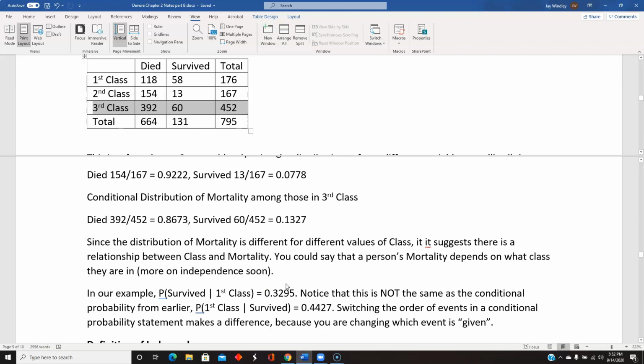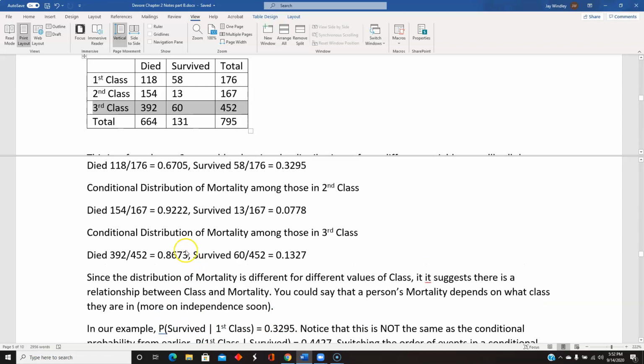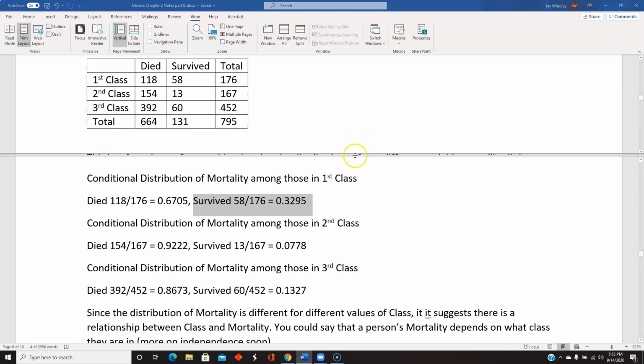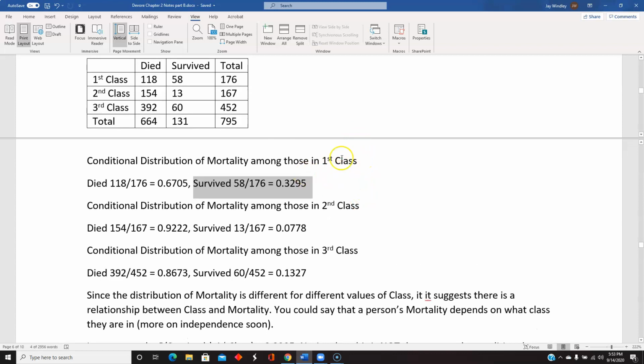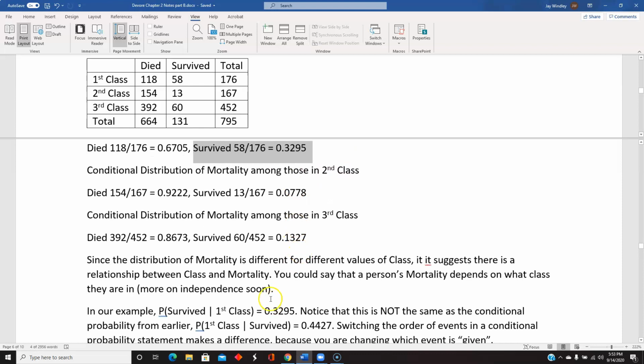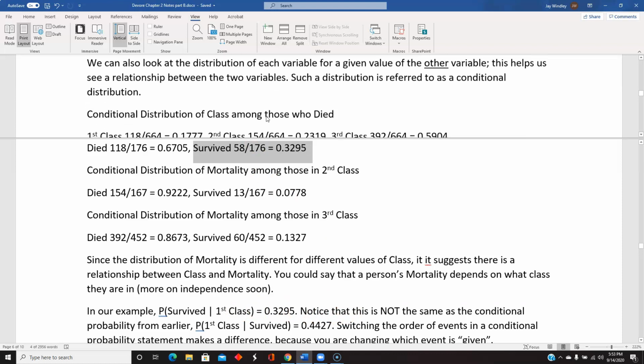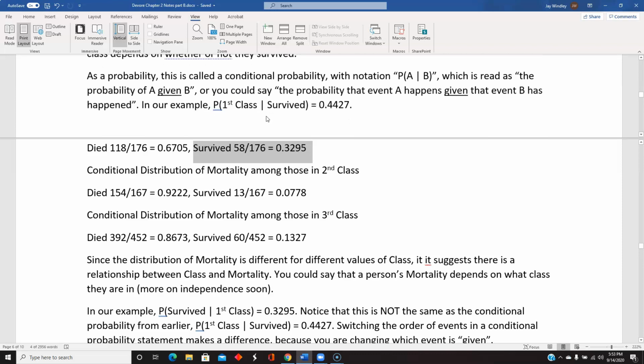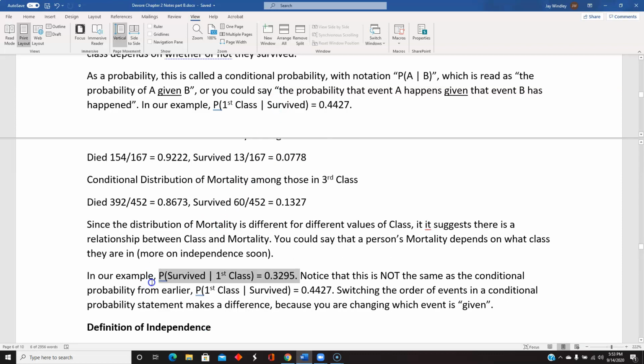And another thing is, for example, this number right here: the probability that someone survived, given that they're in first class. So among those in first class, 33% survived. And also notice that this is not the same as the other conditional probability we had right here. The probability that someone was in first class given that they survived is 44%. The probability that someone survived given that they're in first class is 33%. So those two are not the same. And in general, if you switch the order of a conditional probability statement, that makes a difference, and that changes the probability because you're changing what is given.